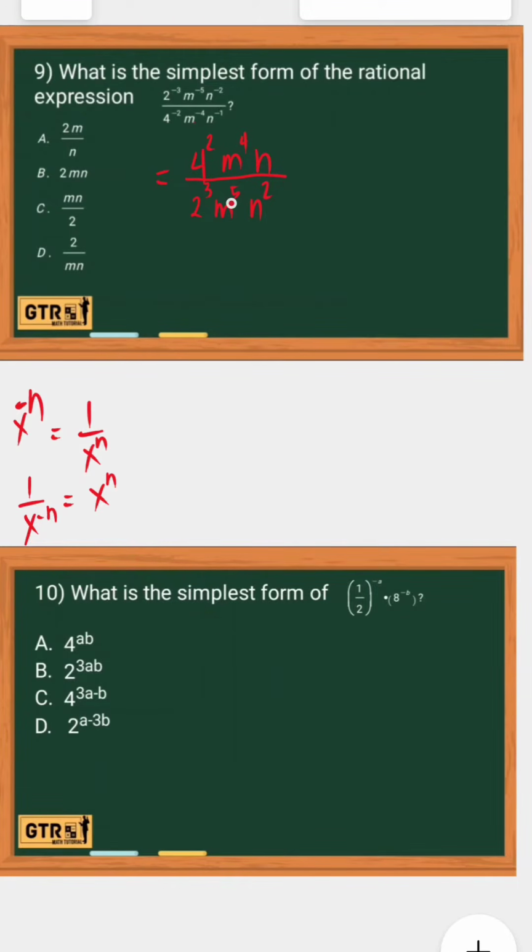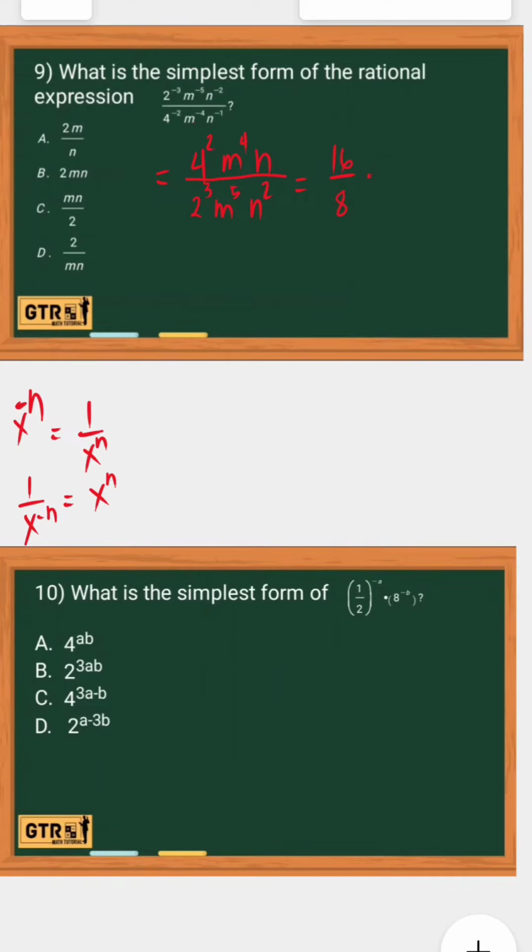Then we can use the law of exponent, the quotient law. So we have m in the numerator and in the denominator. Same with n. So just simplify the numbers and the like terms. M to the 4th, m to the 5th, n, and n squared. So therefore we have 4 squared, that is equal to 4 times 4, so that is equal to 16. Over 2 cube, that is 2 times 2 times 2, that will give us 8.